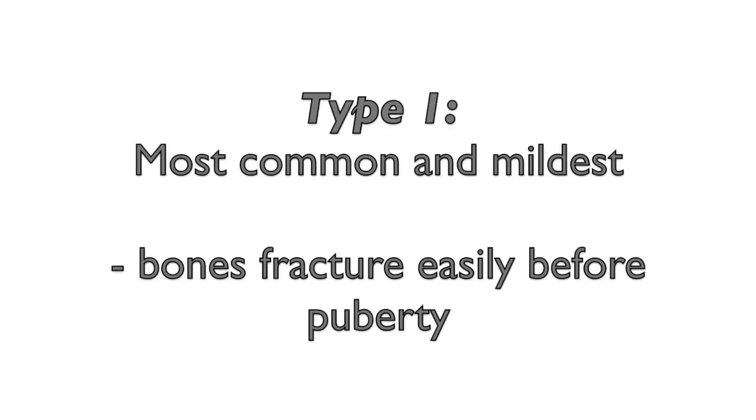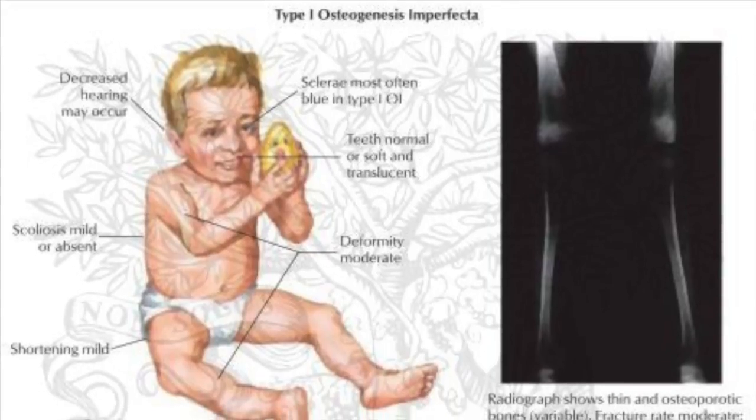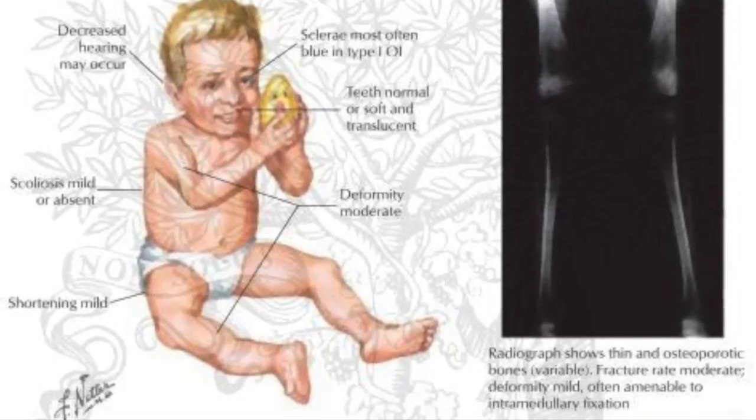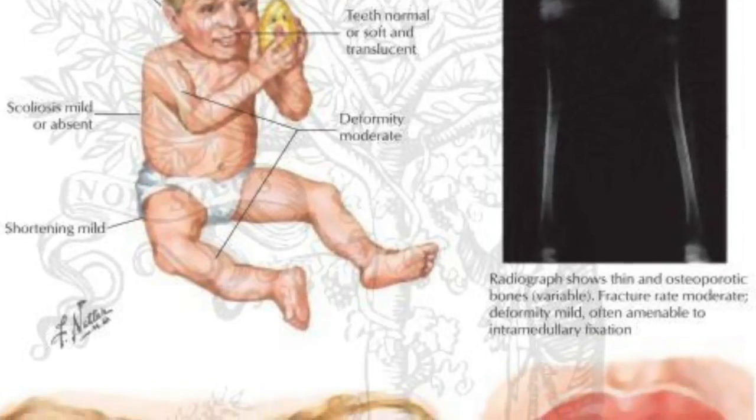People have a normal or near normal stature due to absent or minimal bone deformity. They have loose joints and muscle weakness, and collagen structure is a little less than normal.